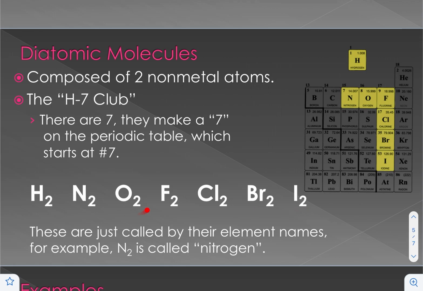You'll notice I don't call this dioxide, I just call it oxygen. They're called by their element names. For example, N2 is not dinitrogen or dinitride, I just call this nitrogen. This is so that when chemists are talking to each other and I say oxygen, I know that I mean O2.